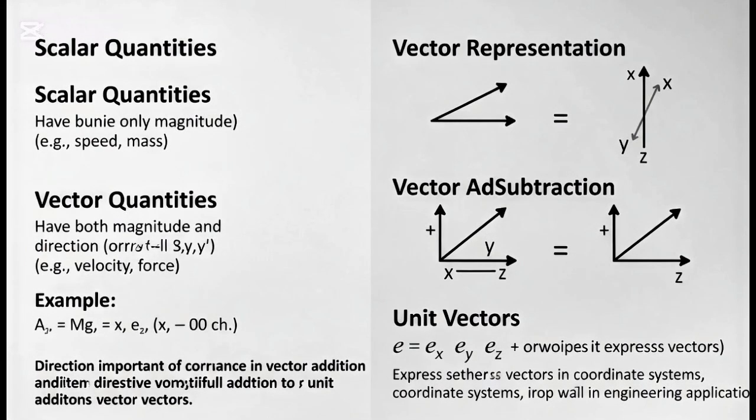In summary, scalar quantities deal only with magnitude, while vector quantities involve both magnitude and direction. Vectors are represented graphically by arrows and mathematically by components. Their addition and subtraction require special rules that consider direction, and unit vectors help us express and manipulate vectors efficiently in coordinate systems. Mastering these concepts is essential for solving real-world engineering problems accurately and effectively.